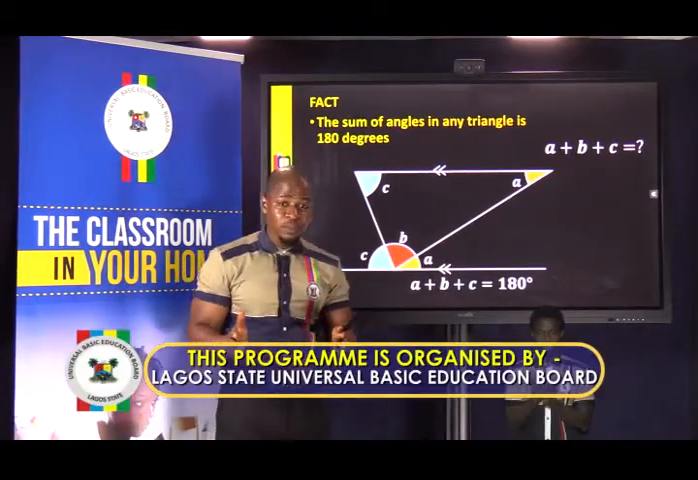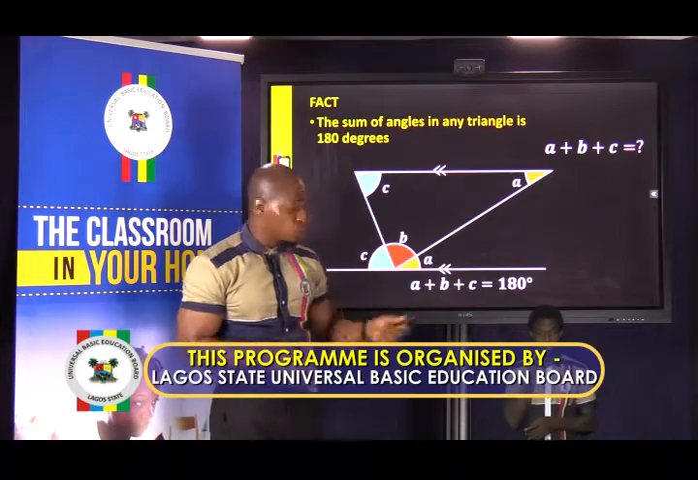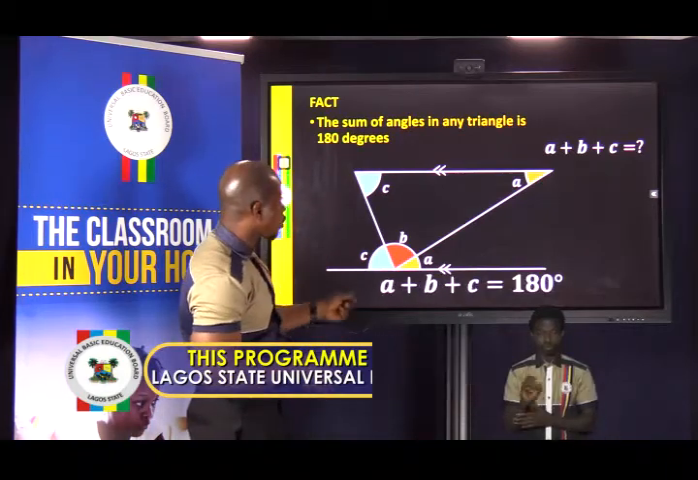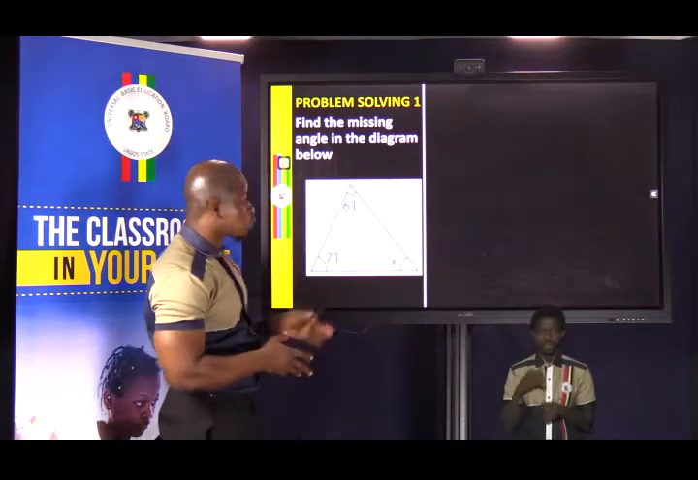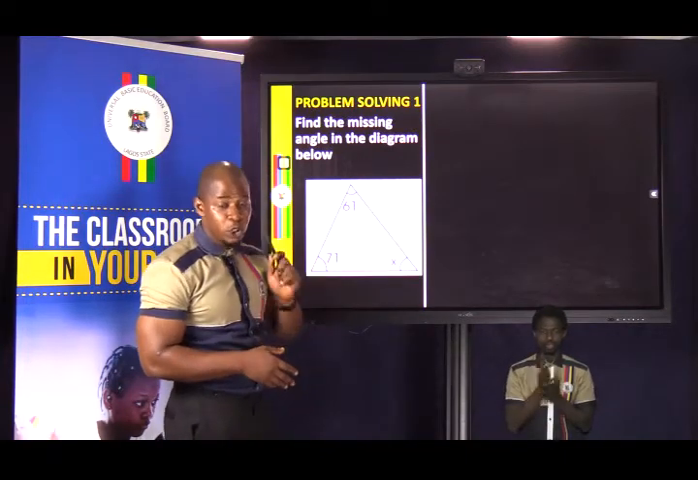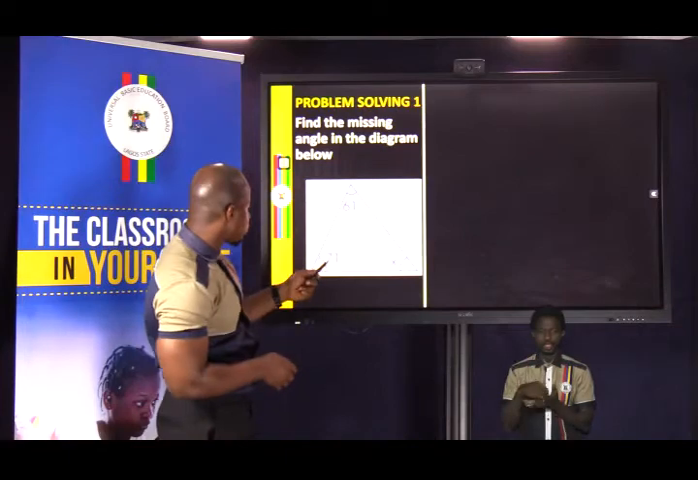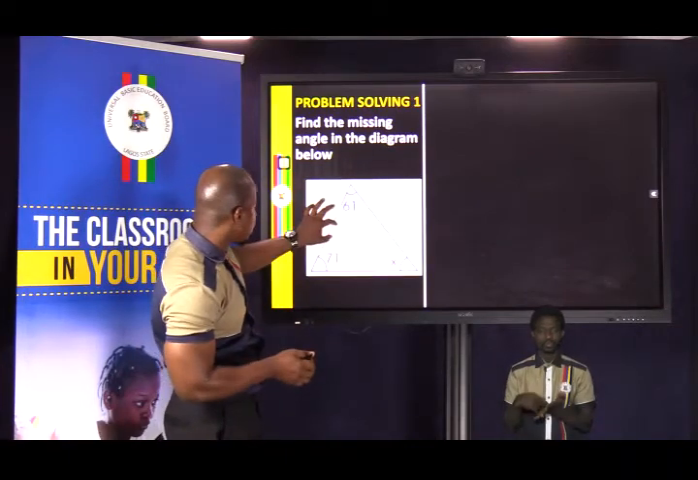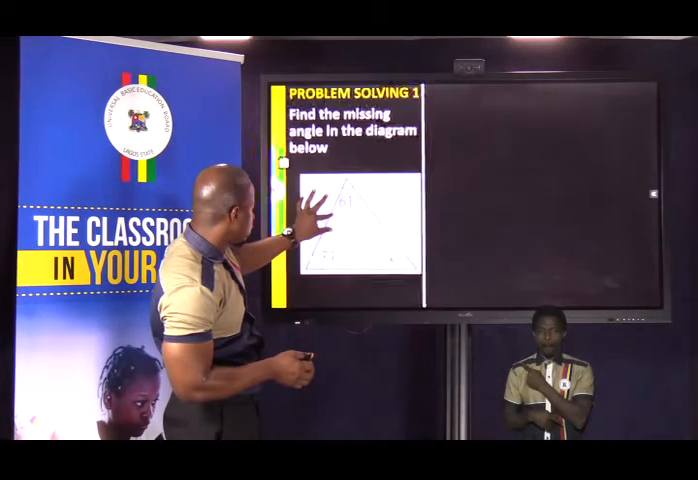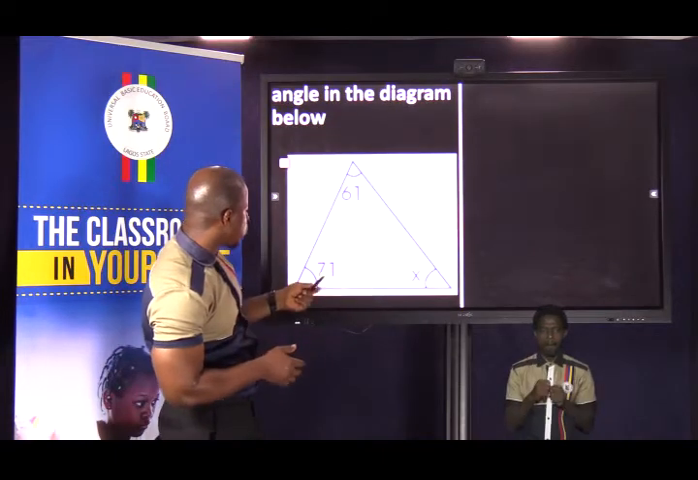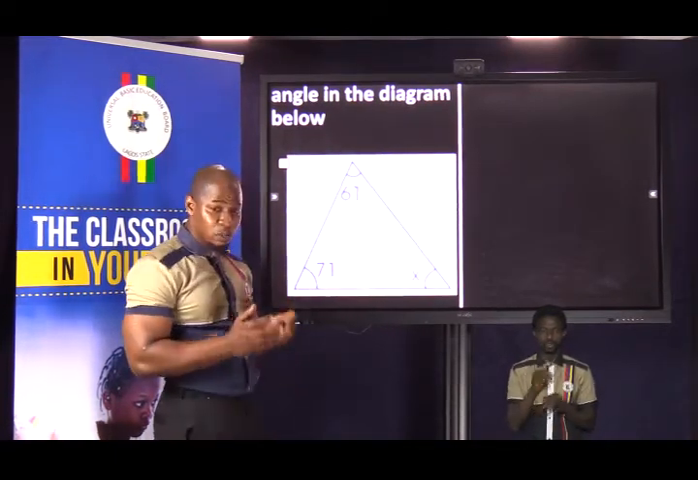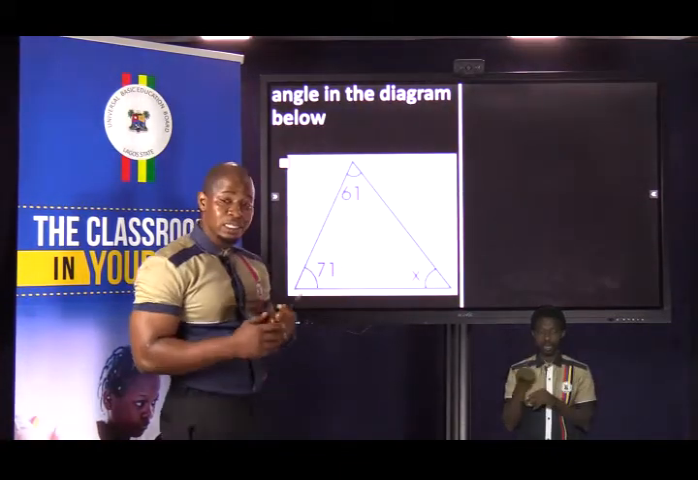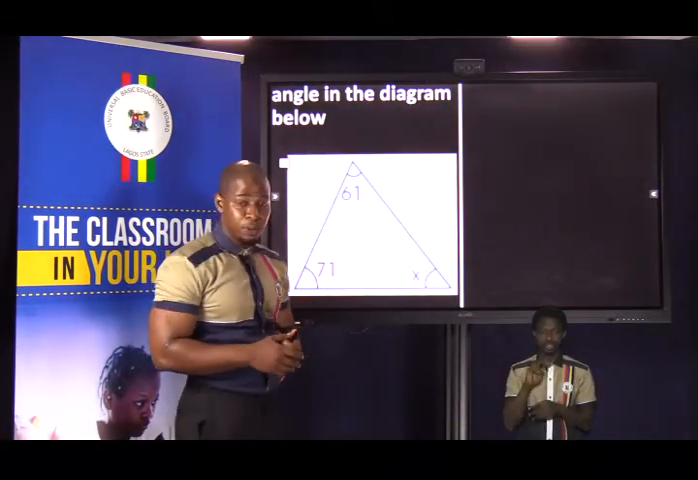Now, armed with this fact, again for the day, we will be using this a lot. Okay, so let's go straight into problem solving. The first problem we're going to solve today is the correction to the previous homework, the first one. And so it says that we have this triangle, three angles in there, and one of them is 71 degrees, one of them is 61 degrees. What is the third one?